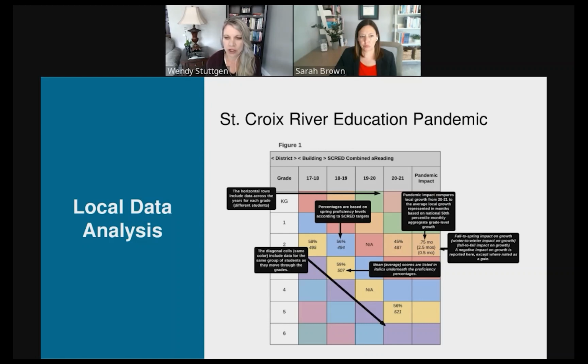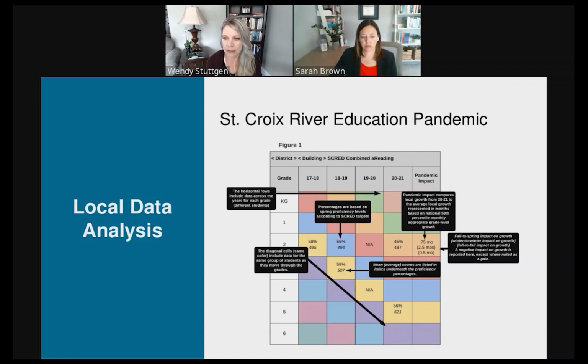In this first chart, there is a lot of data to look at, but we have grades running down the first column and then school years running across the next 4 columns. The last column indicates the pandemic impact reported out in terms of monthly learning loss. Within each cell, we have multiple pieces of data. The first set across the top of each cell is the percentage of students who were proficient in the spring across the years for each grade.